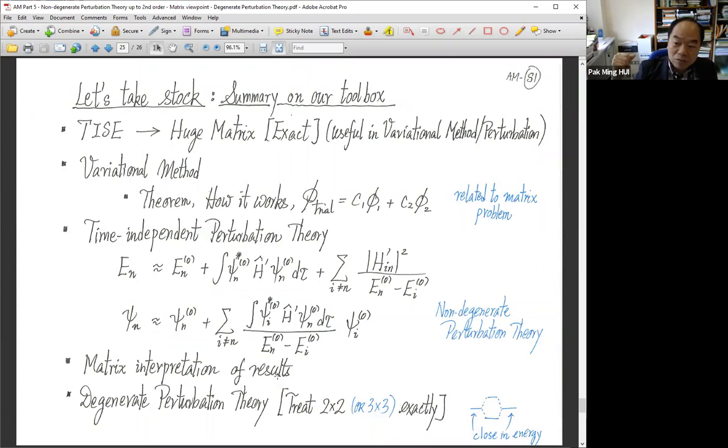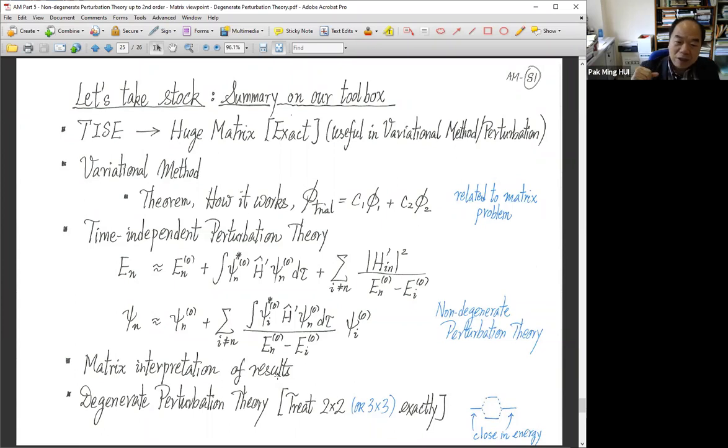We talk about variational calculations, especially when the trial wave function is a linear combination of several functions. That can be related to the big matrix, but in an approximation way. We're truncating that matrix into a smaller one.